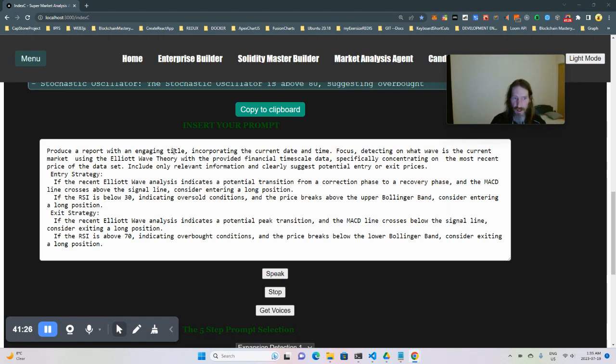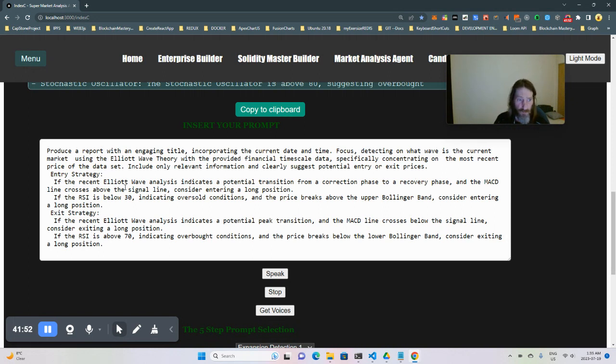Produce a report with an engaging title, incorporating the current date and time, focusing on detecting what wave the current market is in using the Elliott wave theory with the provided financial time series data, specifically concentrating on the most recent price of the data set. Include only relevant information and clearly suggest potential entry and exit prices.